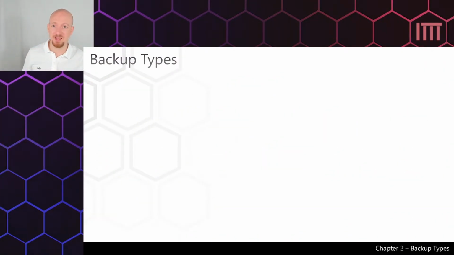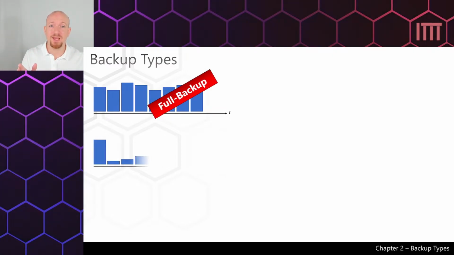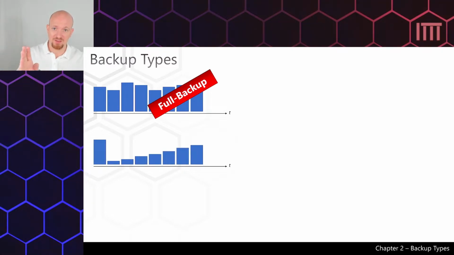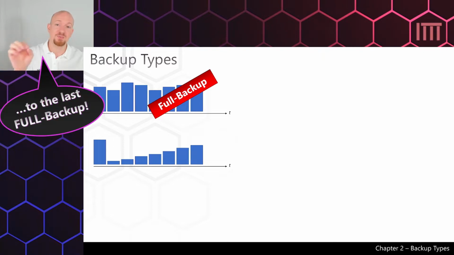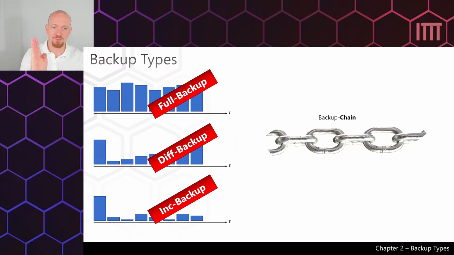There are different types of backups you can take. For example, there's the full backup, which takes a full backup every day. Then there's the differential backup, in which the delta, the difference to the last full backup, is taken at every step. And there's the incremental backup, which just backs up the difference to the last backup. Each backup is part of a backup chain: the first backup, the second backup, the third backup, and so on.